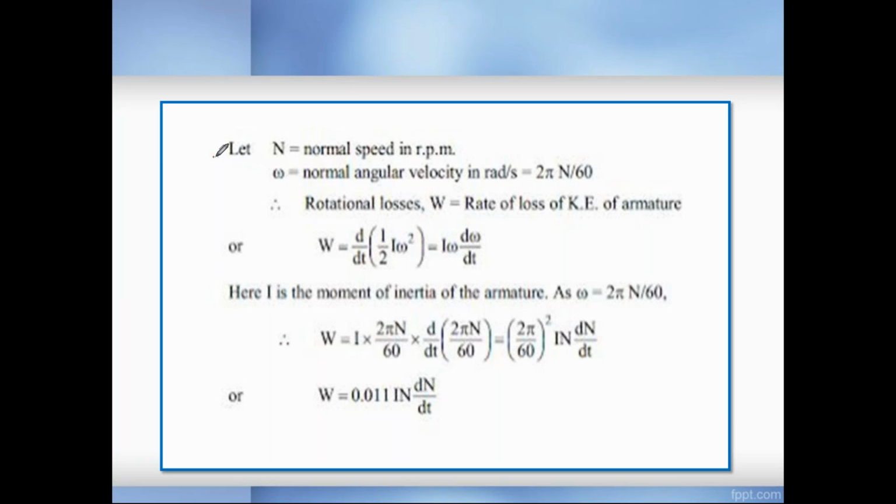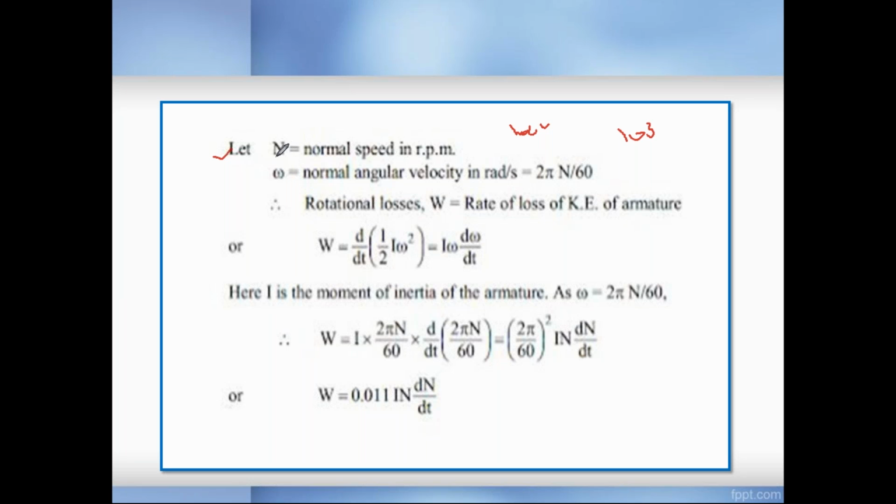Right. Now, if you have notes, just note this down. Let N be the normal speed. One more thing I want to tell you: we can run this motor above the rated speed. If 1000 rpm is the rated speed of this motor, you can increase it to 1030, 1200 like that, and run this test. Now let me show the derivation of how we can find the moment of inertia.